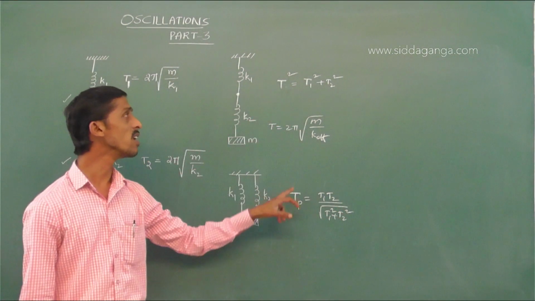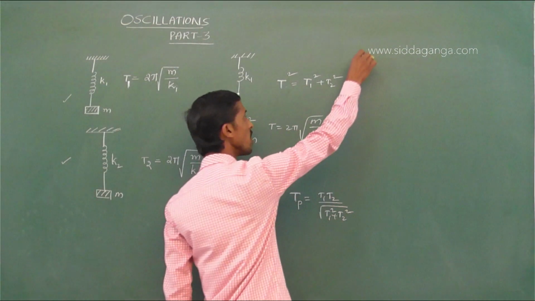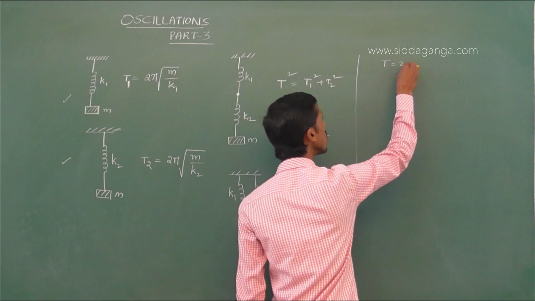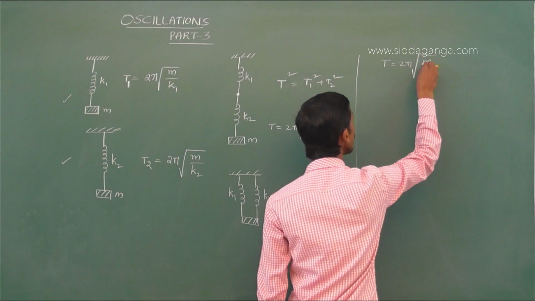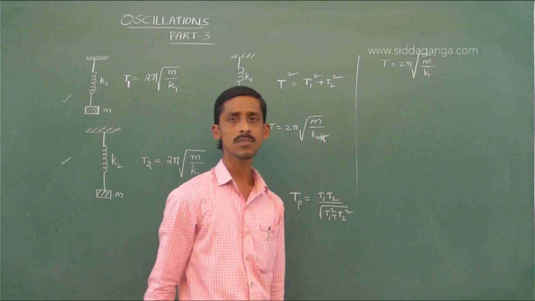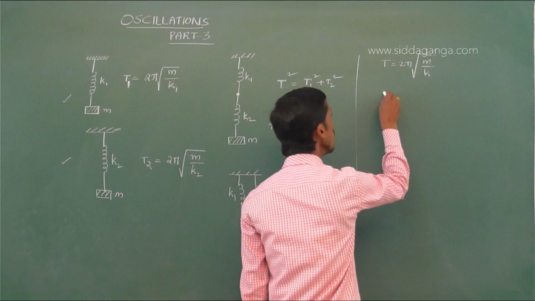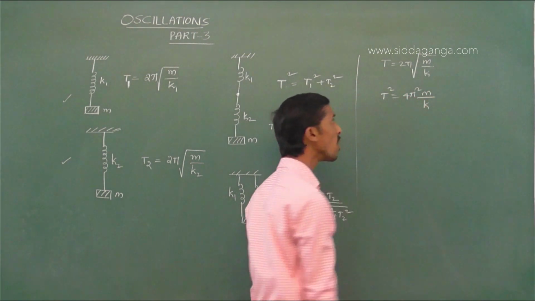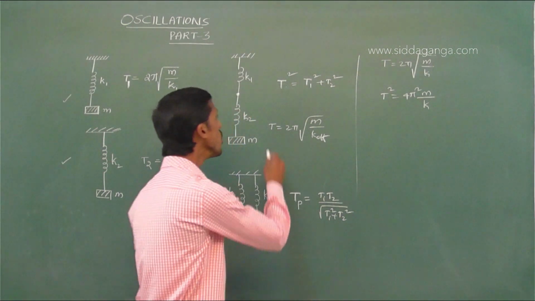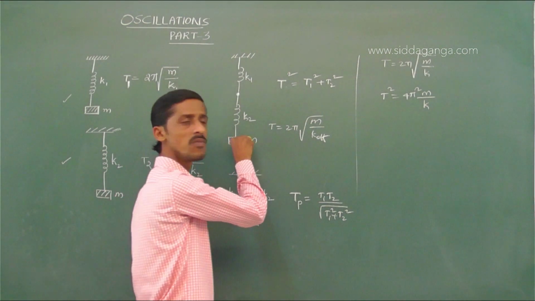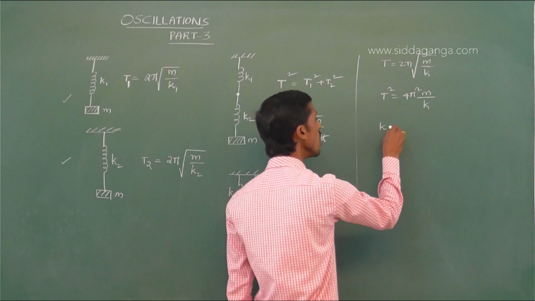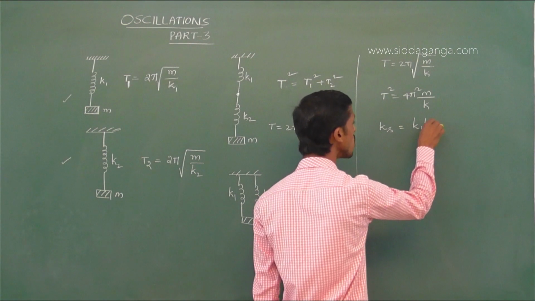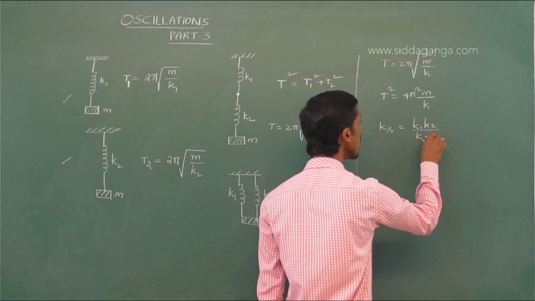We can verify these two relations. How can you verify them? I will give an idea. T is equal to 2π root of M by K, isn't it? T square is equal to 4π square into M by K, by squaring on both sides. We know when two springs are connected in series, the effective spring constant is equal to K1 K2 divided by K1 plus K2.